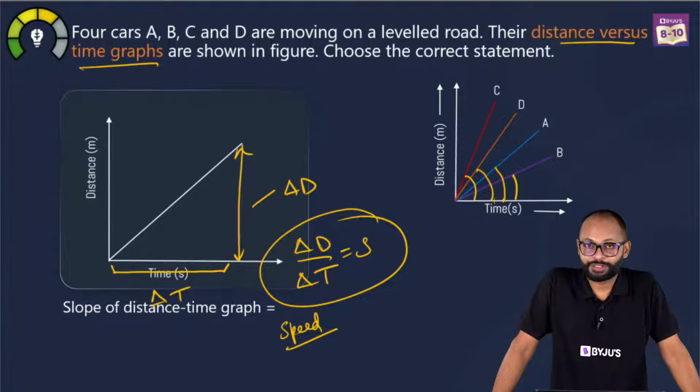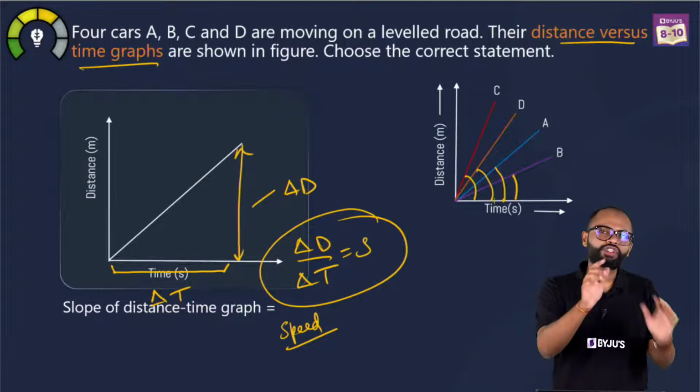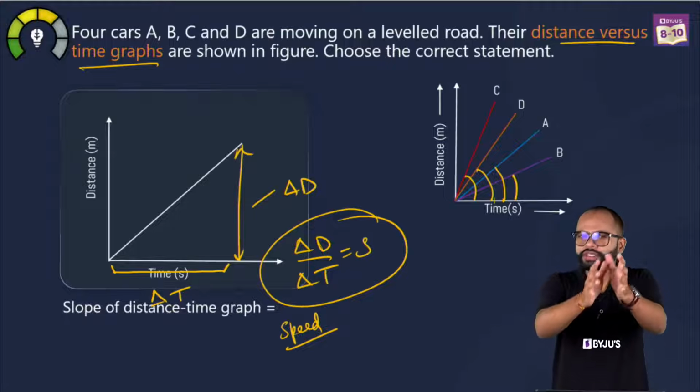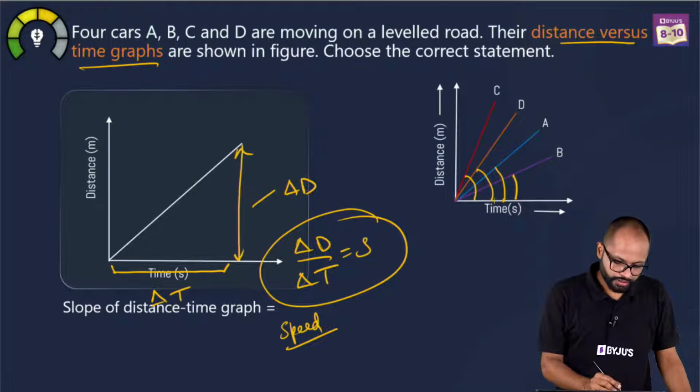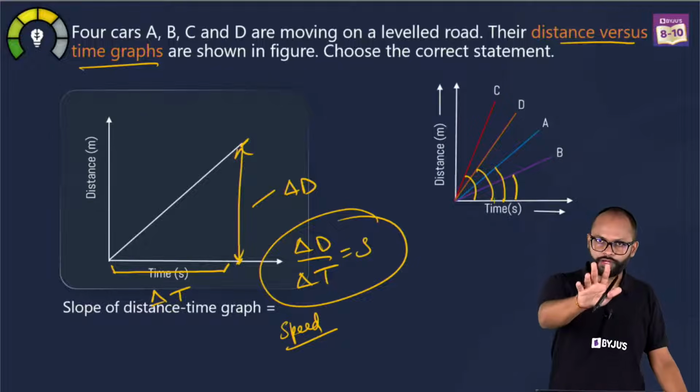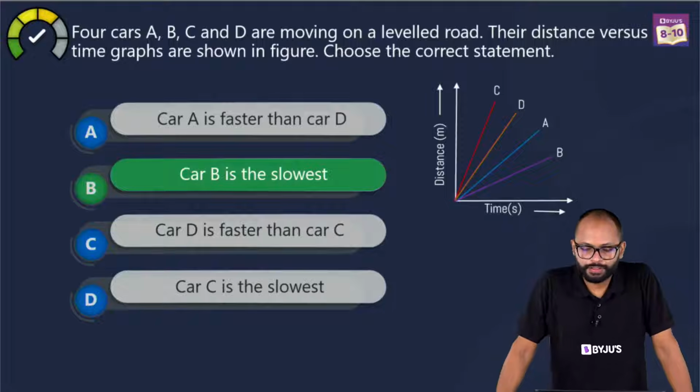Yes, by H.C. Verma sir, you are correct. All right. What is delta? Delta means change. It's a general notation. It means change in distance, right? Change in distance means the final value minus the initial value. Fine, okay. So that's why option B is the correct answer.